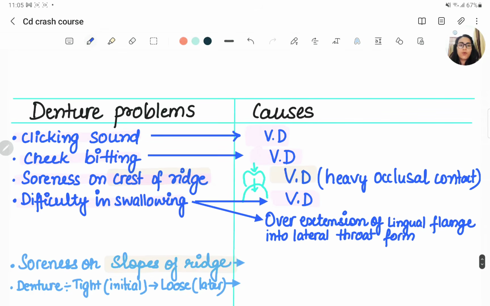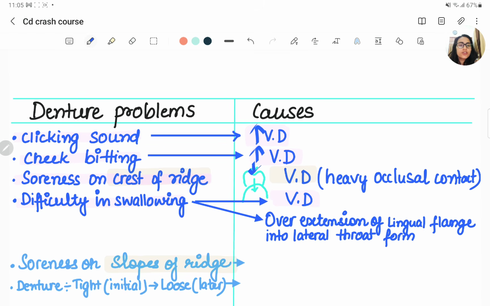So what are the denture problems and what is the cause for each? A clicking sound is produced when you increase the vertical dimension. When you increase the VD, there is less gap, therefore the clicking of the teeth is more frequent. Because there is less space between anterior and posterior teeth, the teeth contact very often. Cheek biting is seen when there is again an increase in the VD, because the mouth is very prolonged like this, so the cheek comes in between and the patient gets a cheek bite.